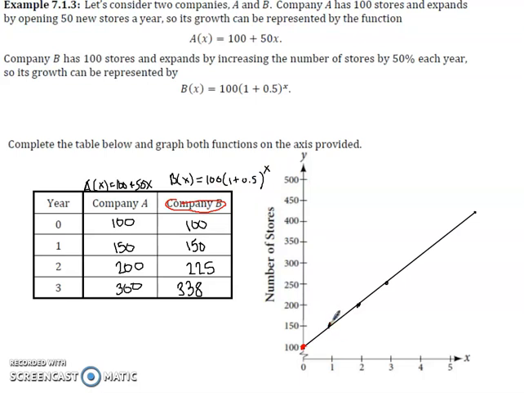1, 150, so we are still matching our graphs. 2, 225, so our graphs at this point start to go away from each other. And 338 would be a little bit between 300 and 350, so right about here.